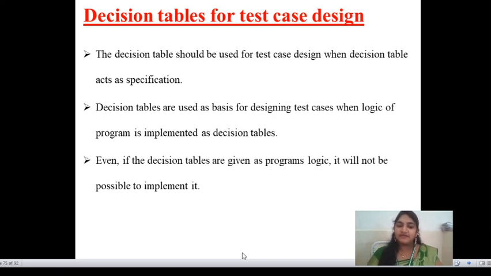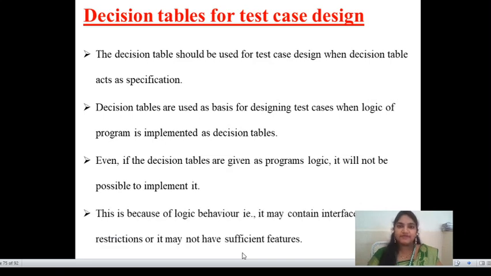Even if the decision tables are given as program logic, it will not be possible to implement them, mainly the logic condition of the program code. This is because of logic behavior: it may contain interfaces or restrictions, and it may not have sufficient features. So this is the way to define the decision tables for test case design.